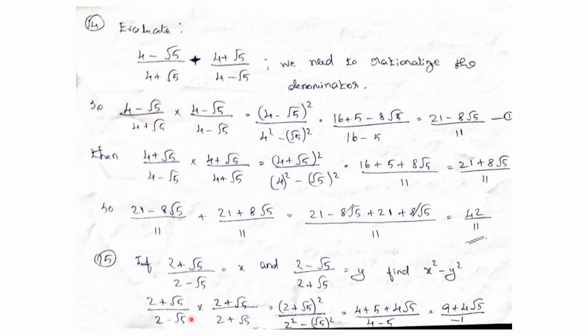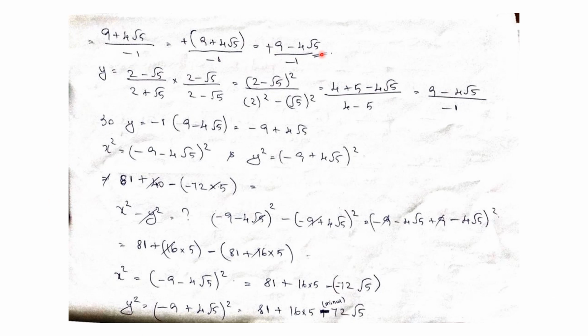Okay, 2 plus root 5 by 2 minus root 5 into 2 plus root 5 by 2 plus root 5. So what will we get? 9 plus 4 root 5 by minus 1. Then again, y is equal to 2 minus root 5 by 2 plus root 5 into 2 minus root 5 by 2 minus root 5. So the answer we'll get is 9 minus 4 root 5 by minus 1.